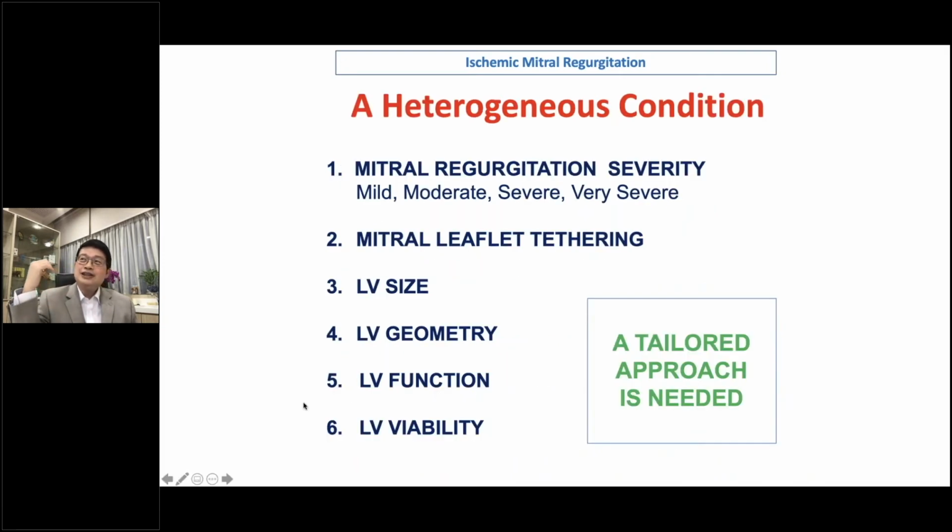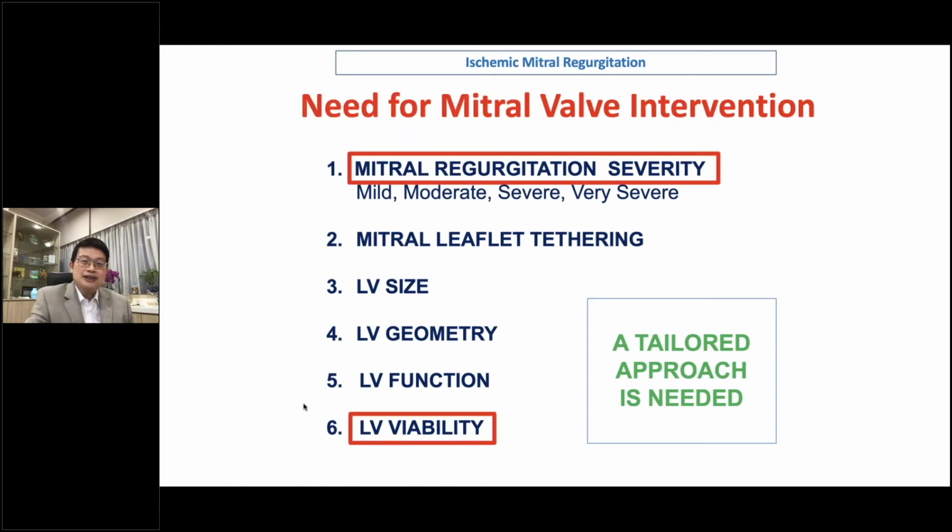But as I mentioned earlier, ischemic mitral regurgitation is a heterogeneous condition because we have different degrees of severity. We have mild, moderate, severe, and very severe, different degrees of mitral leaflet tethering, different degrees of LV size, geometry, function, and viability. So a tailored approach is needed. So first of all, in the last two cases, we have to decide, is an intervention on the mitral valve needed? In the last case, we did intervene on the mitral valve. The earlier case, we just left it alone and just revascularized it.